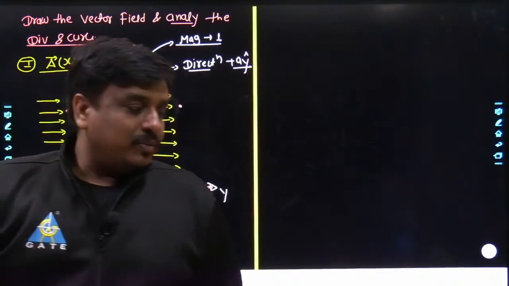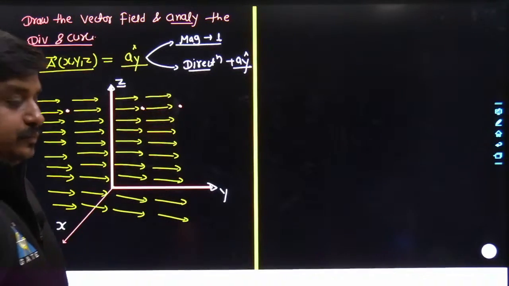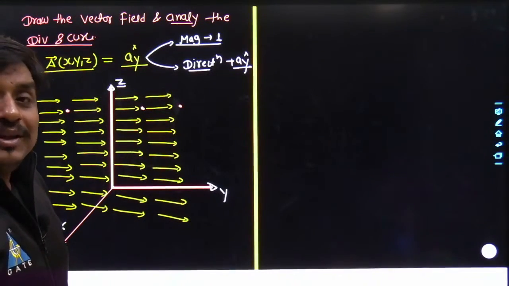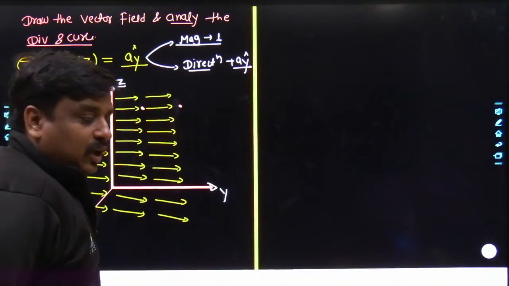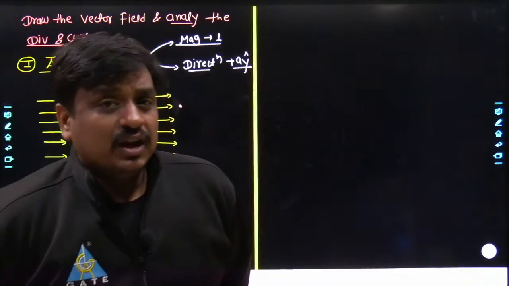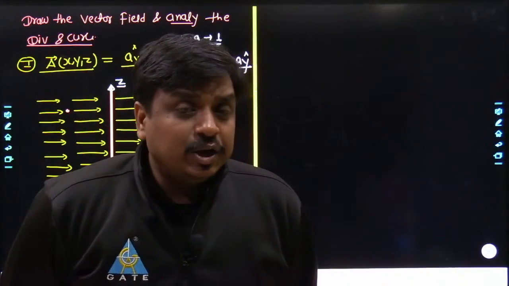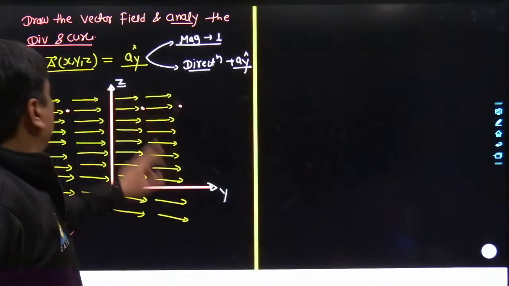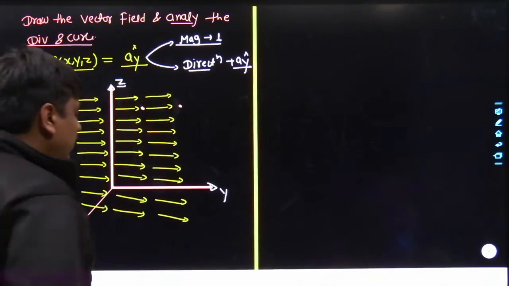I want to know from each one of you: what would be the divergence of ay cap? Anyway, I want a reply from at least two people over the live chat, because we will be entering the very important part of the divergence. Tell me what would be the divergence of ay cap?